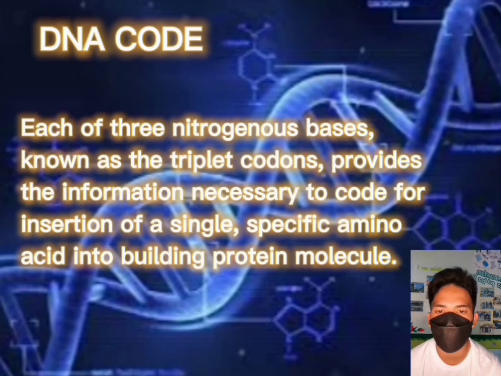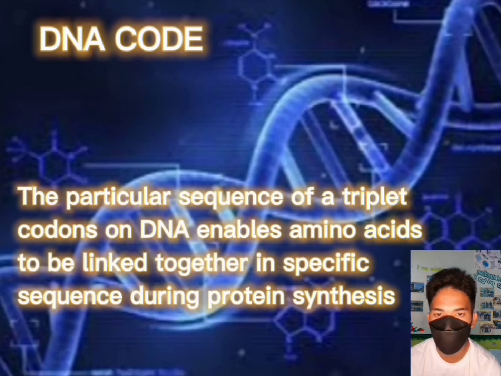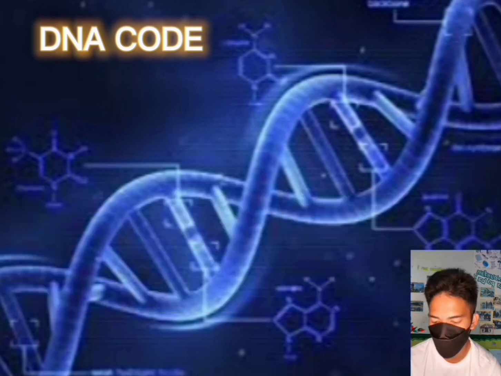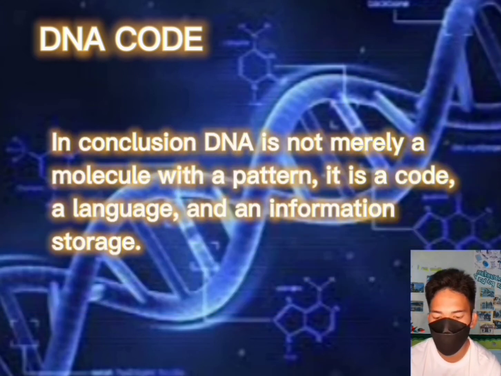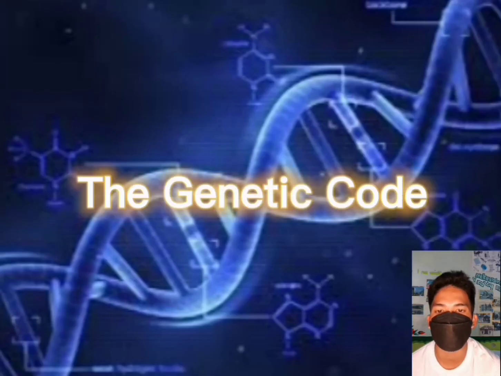Each set of three nitrogenous bases, known as a triplet codon, provides the information necessary to code for the insertion of a single specific amino acid into a building protein molecule. The particular sequence of triplet codons on DNA enables amino acids to be linked together in a specific sequence during protein synthesis. In conclusion, DNA is not merely a molecule with a pattern. It is a code, a language, and an information storage.